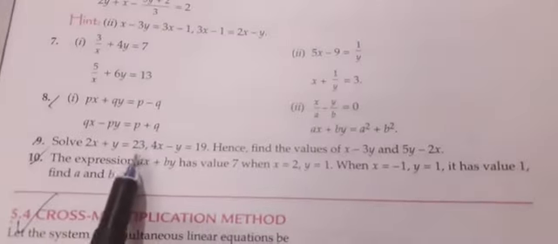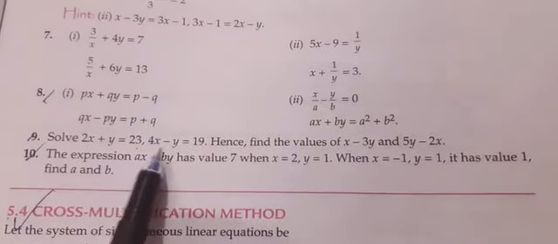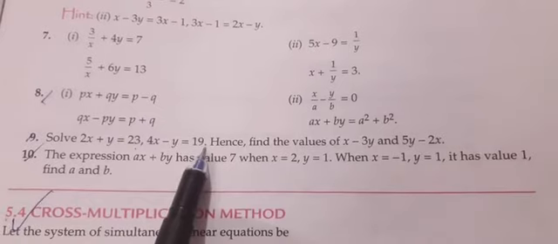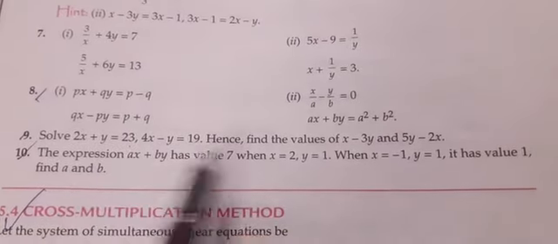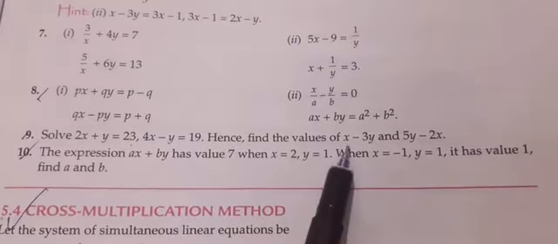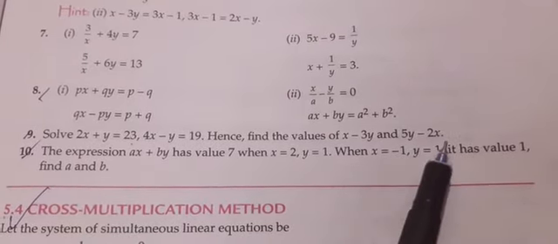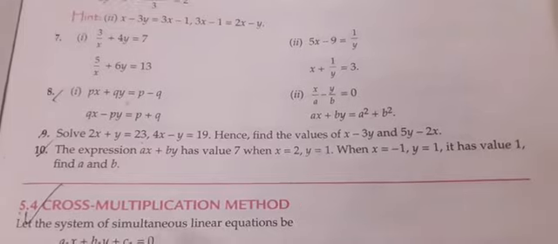Solve 2x plus y is equal to 23 and 4x minus y is equal to 19. Both the equations are given in a line and the equations are already set. Hence, find the value of x minus 3y and 5y minus 2x. Nothing big is here, children.